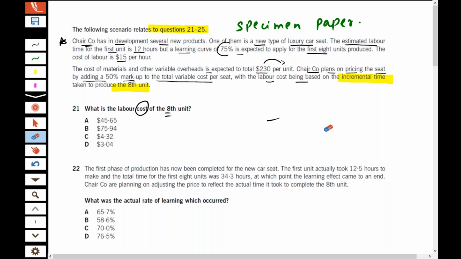Can anyone calculate the value of B here? Log learning rate upon log 2. Can anyone calculate? Maximum take it till 3 digits.